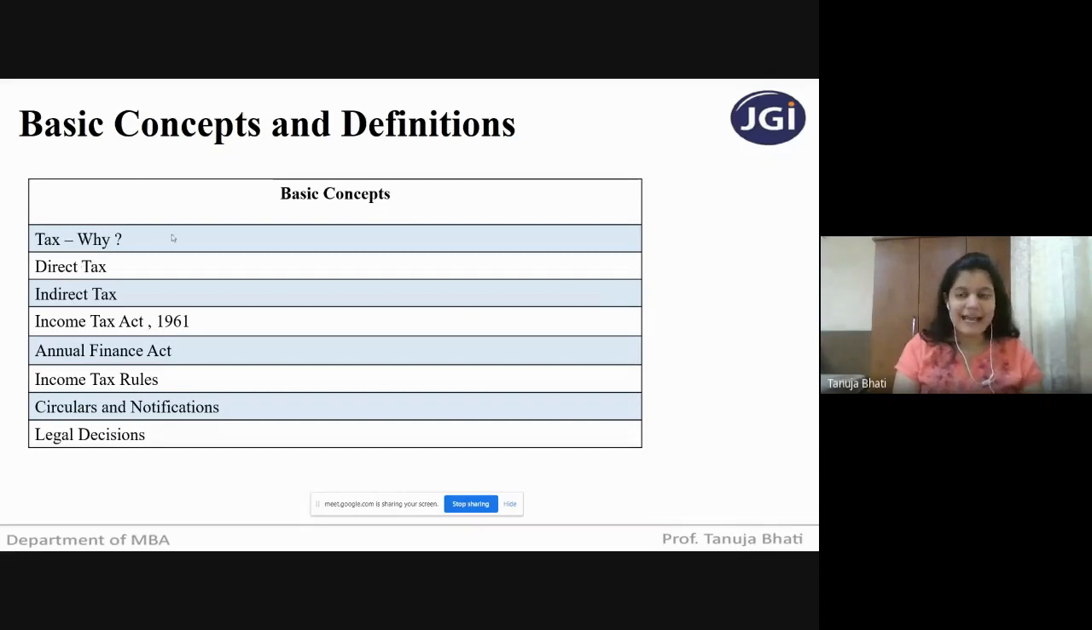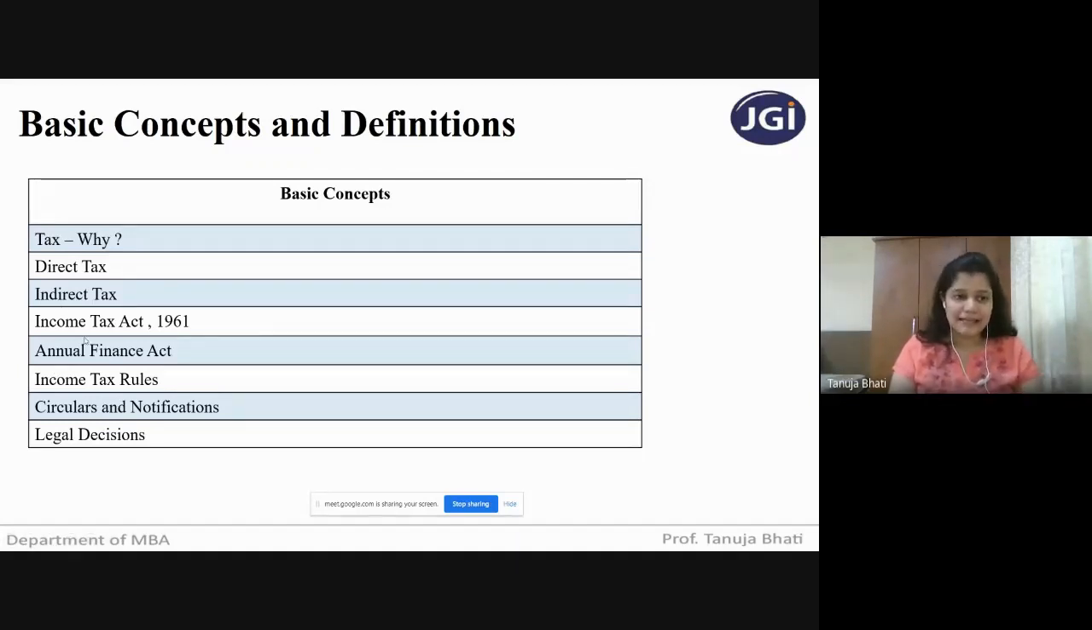So in case of direct tax, as and when your income increases, you have to pay more amount of tax. So it is called progressive in nature because it progresses as and when the income increases, the tax that you have to pay on the income also increases. Now, what is indirect tax? Indirect tax is regressive in nature.